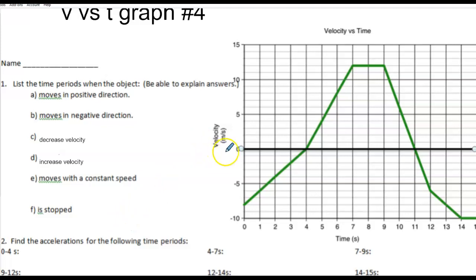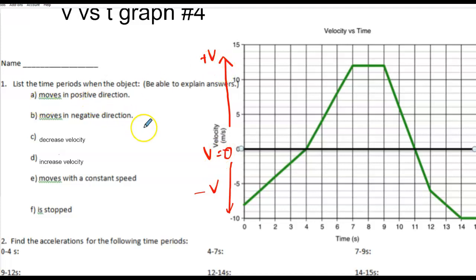If you're at 0, that means you're stopped here. These are all positive values, so that's a positive velocity associated with anything that is above that zero axis. And this is a negative velocity. So this is velocity equal to zero. I think that is always important to look at and make sure that you're understanding that.